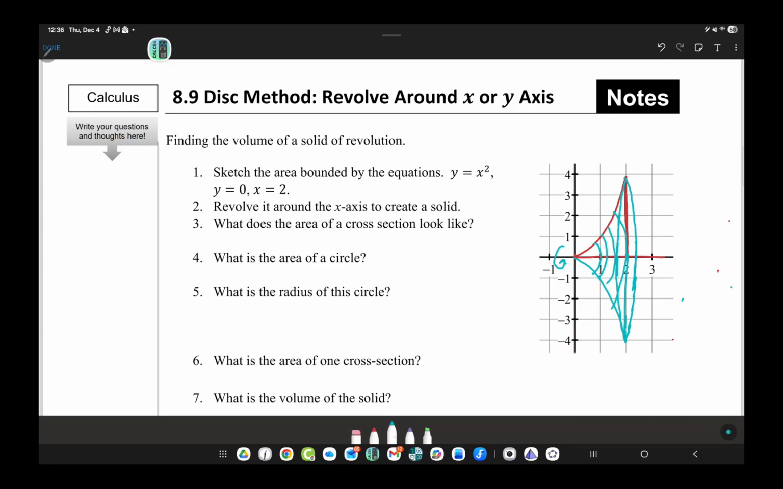What does the area of the cross section look like? So we are going to take just one straight little section of this. What do you think that's going to look like? A circle. One thing that may help with that answer is that the next question is what's the area of a circle? So yeah, it's a circle. Now what is the area of a circle? Pi r squared.